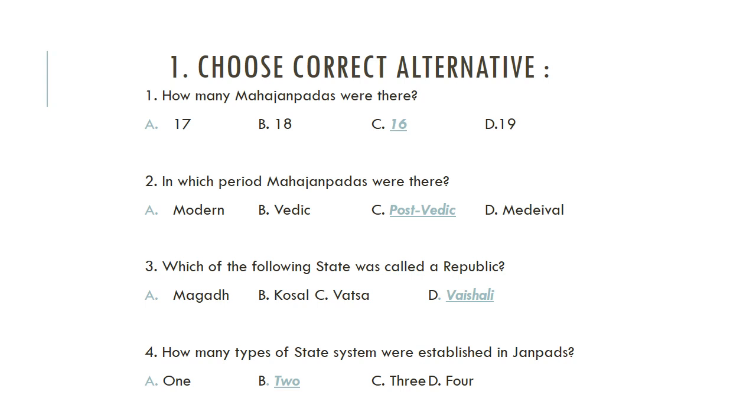2. In which period were Mahajanpads there? A. Modern, the kind of period that we are living in. B. Vedic. C. Post-Vedic. D. Medieval. Vedic period, the period of the Rig Vedas. During that, or post-Vedic, after the Rig Vedas. That is, the answer is post-Vedic period, around 6th century.